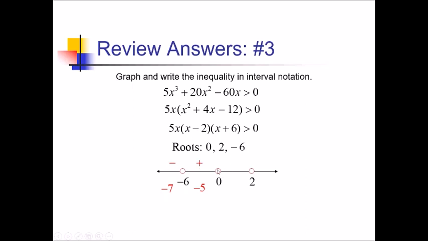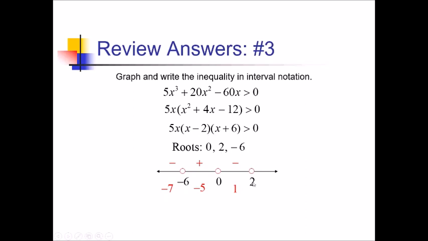Now between 0 and 2, let me try out 1. 5 times 1 is positive, minus 2 is negative, plus 1 is going to be a positive. We only have a single negative, the x minus 2, so that whole thing comes out negative.